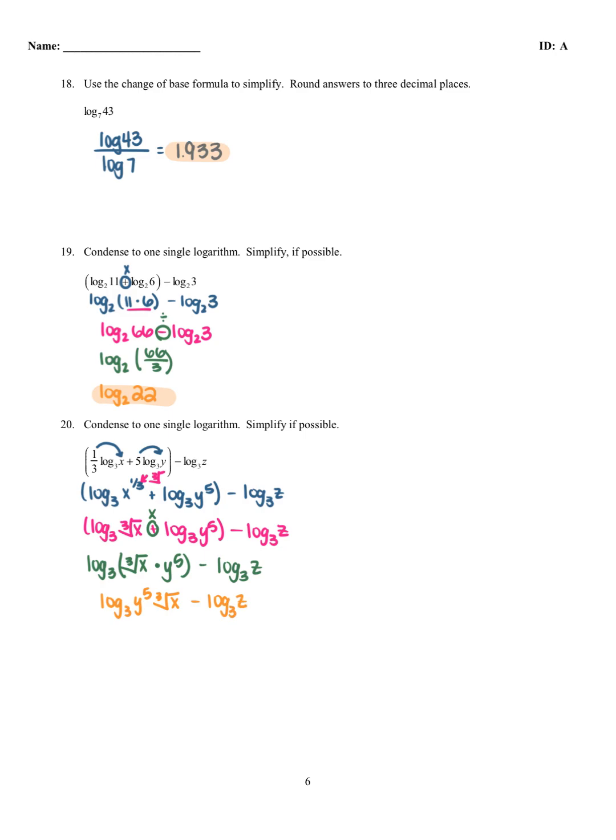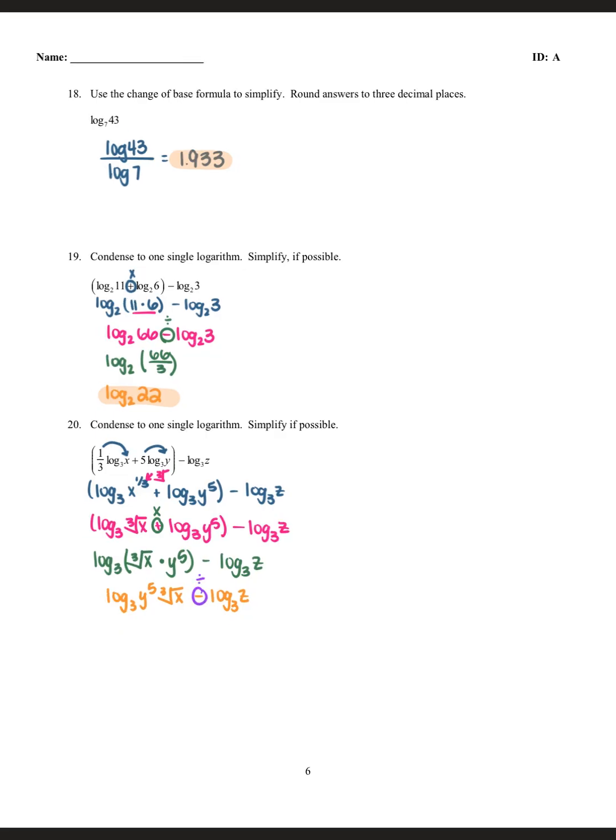Lastly, you're going to rewrite your subtraction as division or a fraction. So that'll give us log 3 of y to the 5th times the cube root of x all over z.